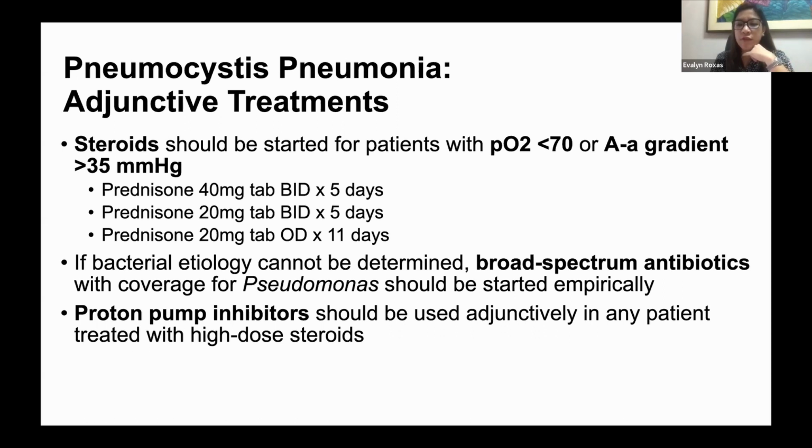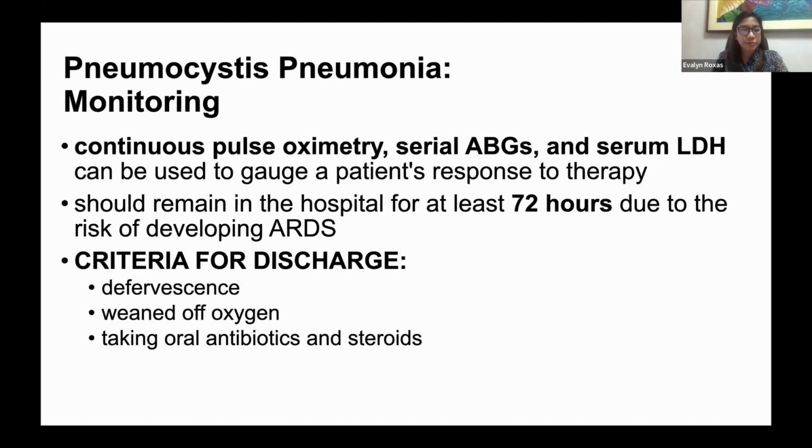Among other management modalities, PPIs can be given, particularly if we start steroids. They should be used adjunctively in patients on high-dose steroids. We have to monitor pneumocystis pneumonia patients with continuous pulse oximetry. We can request serial ABGs to monitor if there is improvement in the respiratory status of the patient, and, as I've said, serum LDH to gauge the patient's response to therapy.